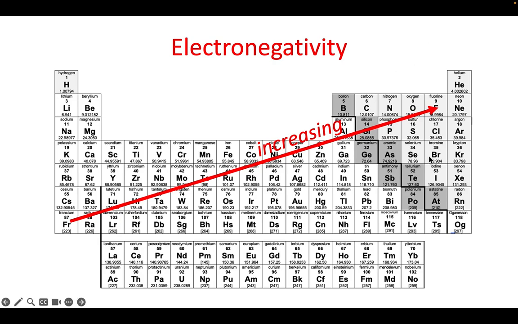But you see, all of these non-metals, including hydrogen over here, are very electronegative. They all have a strong pull on their electrons and on other electrons and atoms that come nearby. So that's an important concept to us.